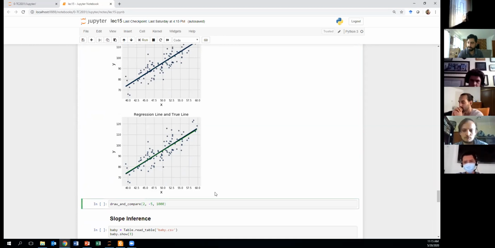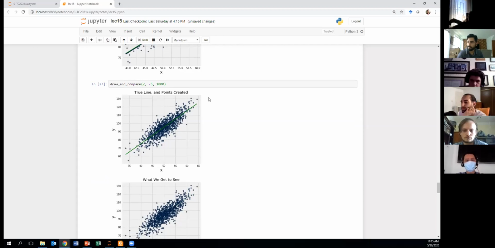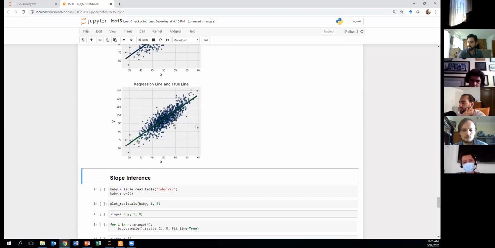So what if I increase my sample to 1,000? So this is 1,000 samples. This is the actual regression line from the population, and this is the predicted regression line next to the original or actual regression line from the population.